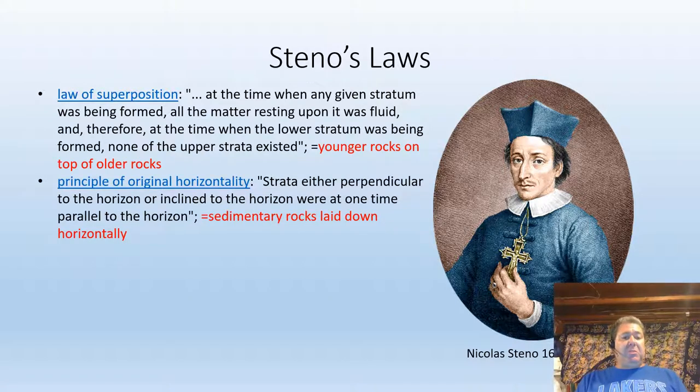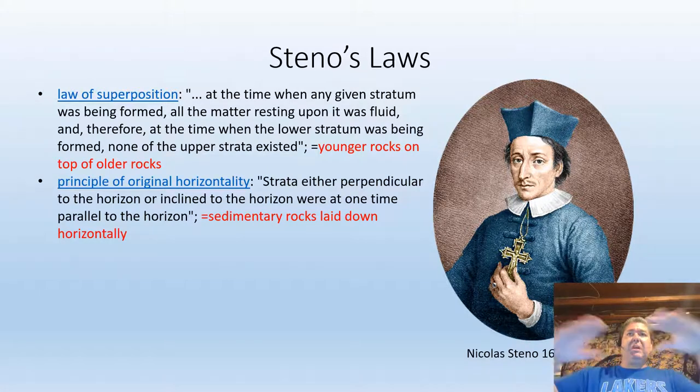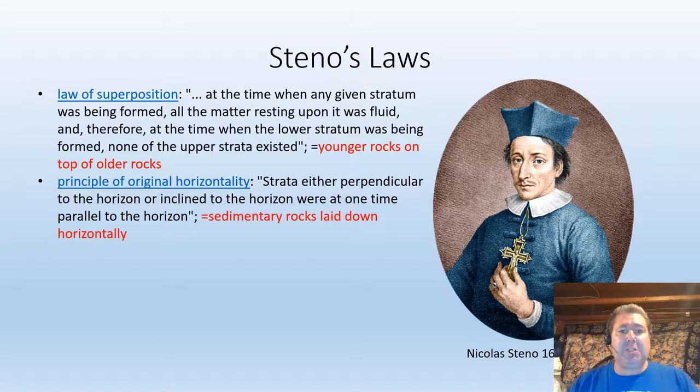The principle of original horizontality. Strata either perpendicular to the horizon or inclined at the horizon or runs parallel to, and so on, right? What this is basically saying is that sedimentary rocks are laid down in horizontal layers. This is because they're deposited as a fluid, either in water or air, and they're going to try to reach the lowest potential energy state, which is flat horizontal strata.